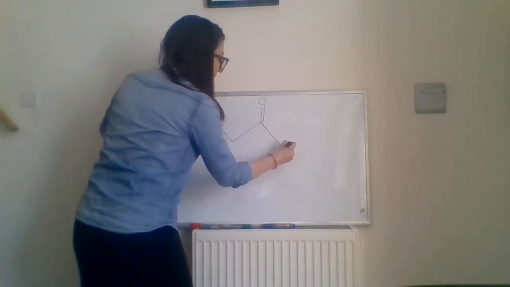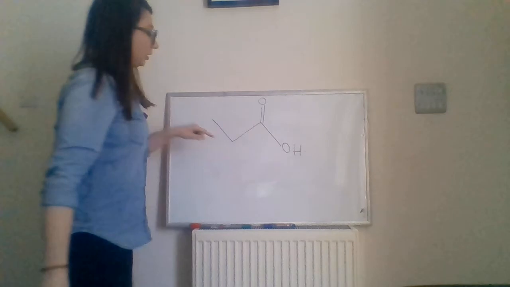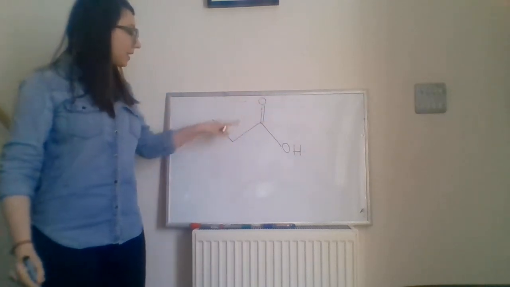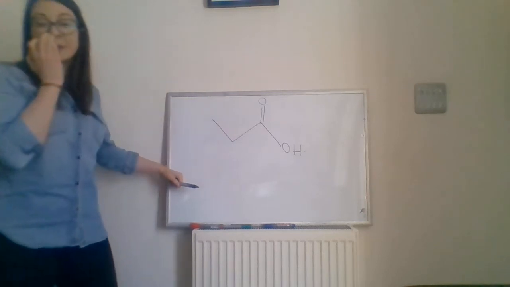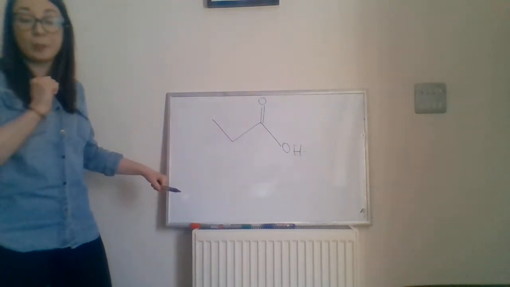If you are referring to your functional group chart, you will know that this is a carboxylic acid and we have a chain of 1, 2, 3 carbons. So this is propanoic acid.